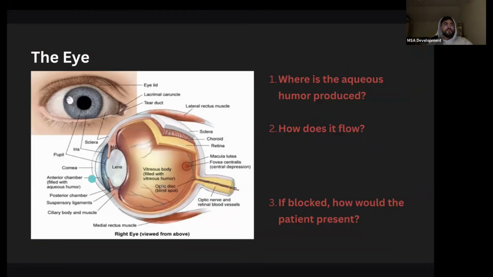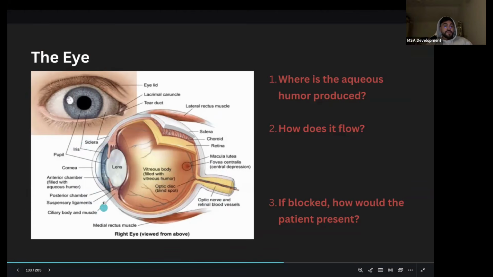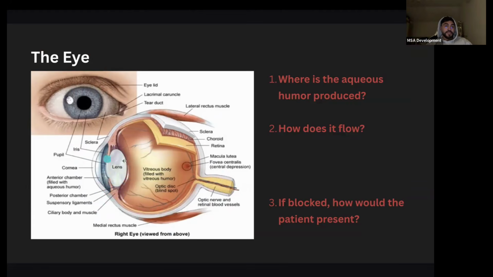Now, look at this eye. Now we're more invested within the eyeball itself. Okay. Eyeball itself, we have the cornea, which is the external part. And then we have the lens, we have the ciliary bodies and the muscles that can help put the lens in place. And then we have the vitreous body, which is filled with vitreous humor. And then we have the retina. And within the retina, we have a blind spot, which basically means that it doesn't have any cones and rods and it carries the optic disc. All right, which is basically the optic nerve and retinal blood vessels.